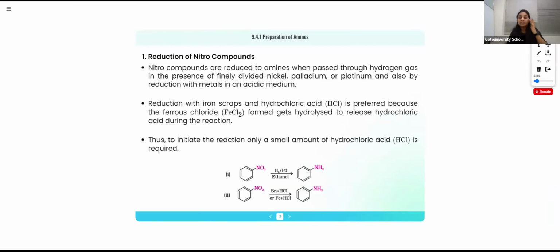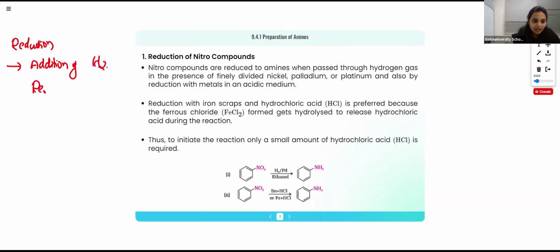Reduction of nitro compounds. What do you mean by reduction? We know what reduction is. Reduction means the addition of hydrogen. One definition we know of reduction. Reduction means the addition of hydrogen, or we can say it is the removal of oxygen. It is the addition of hydrogen or removal of oxygen.